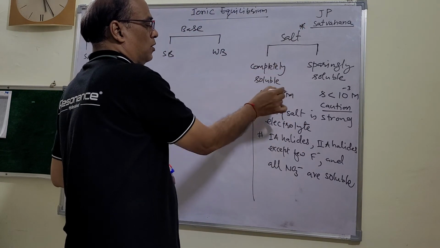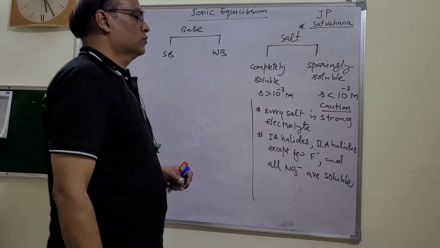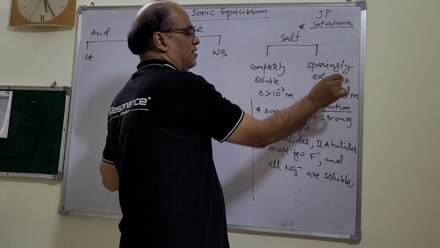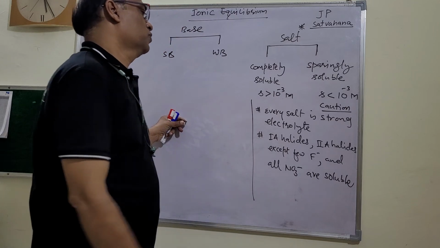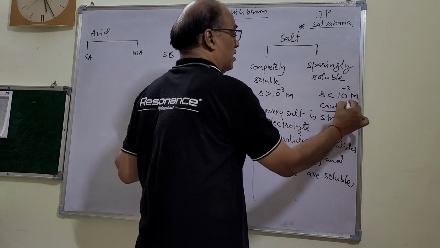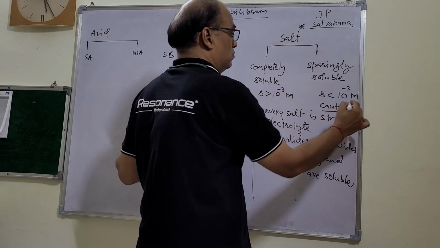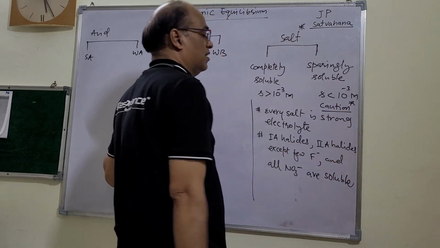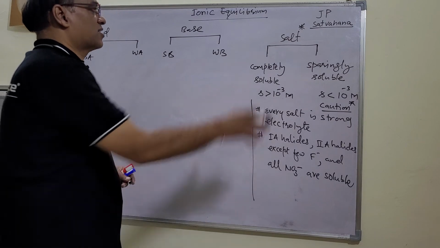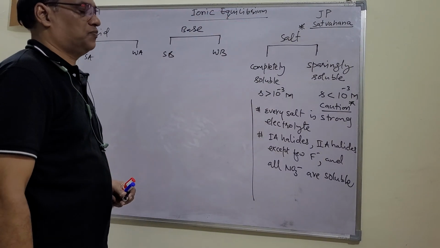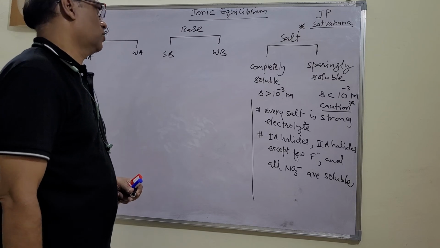Salt completely soluble: solubility will be greater than 10 to the power minus 3 molar. Sparingly soluble: the solubility is less than 10 to the power minus 3 molar. Caution. What is the caution? I will tell you once again. So salt, star mark. Caution, star mark. Condition apply. We will deal with this condition when we fully complete the salt.